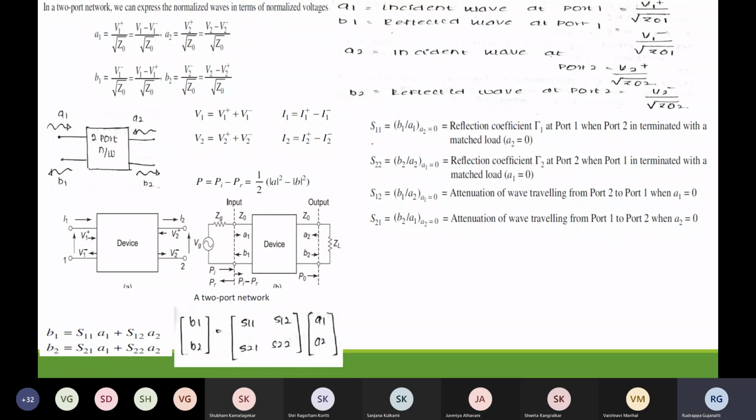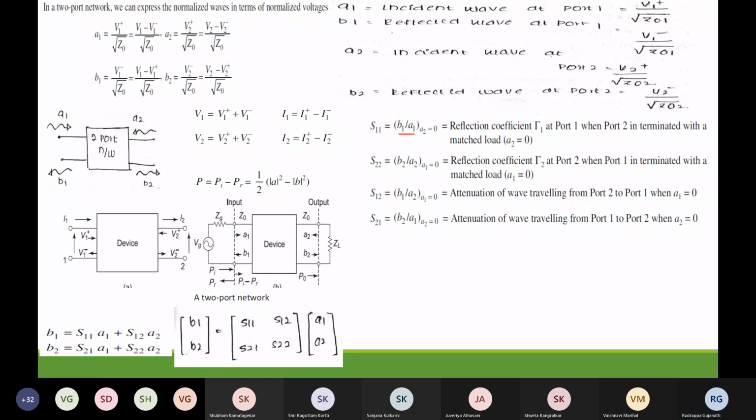Now, similarly, we obtain the other parameters. Here we have S22, which is the reflected divided by the incident parameter at port 2 under the condition A1 is 0, and S21 is B2 divided by A1 under the condition A2 is 0. So that is what we have, and we make another observation here.